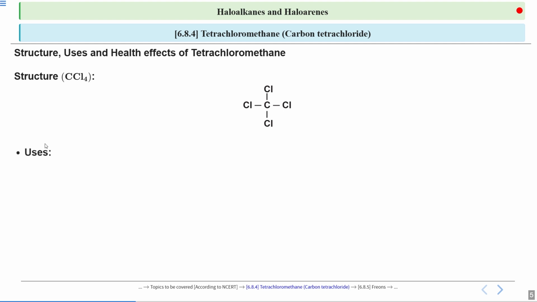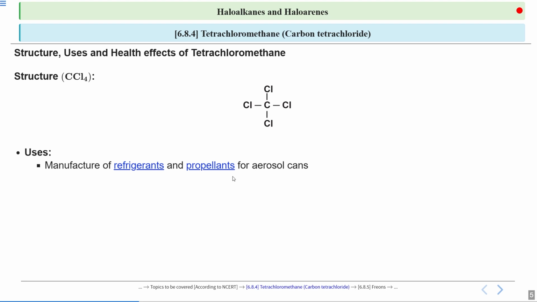Now, if we talk about the uses of tetrachloromethane, it is used to manufacture the refrigerants and propellants for the aerosol cans. Refrigerants are basically chlorofluorocarbons that are used in the AC, air conditioner, and the refrigerators. Also, they are used to transfer the heat in the cooling systems.